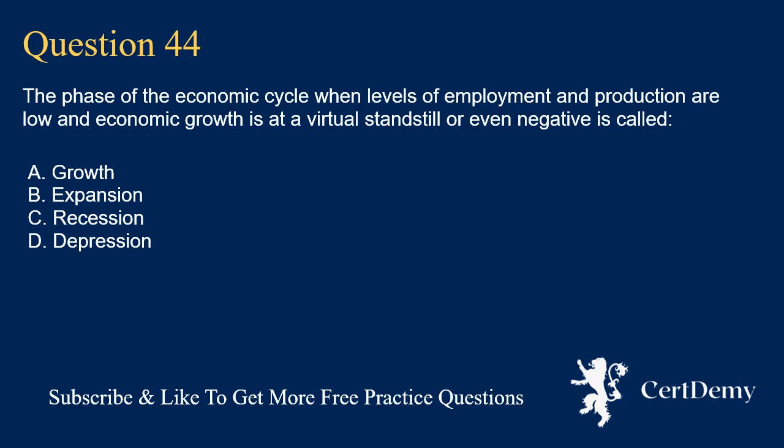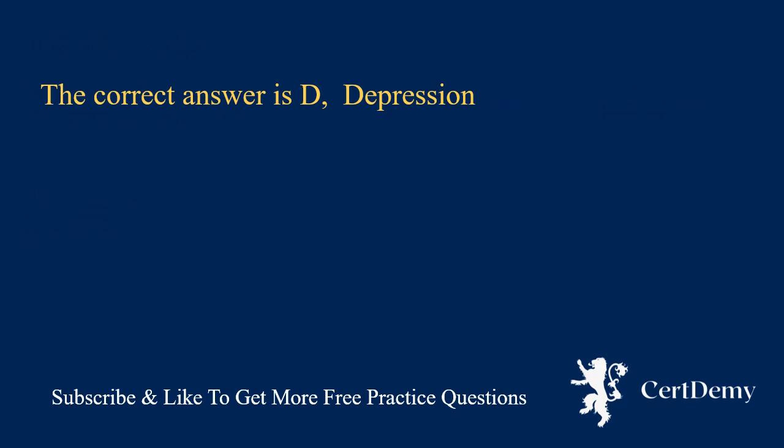Question 44. The phase of the economic cycle when levels of employment and production are low and economic growth is at a virtual standstill or even negative is called A. Growth. B. Expansion. C. Recession. D. Depression. The correct answer is D. Depression.